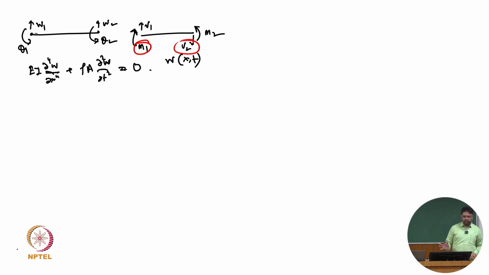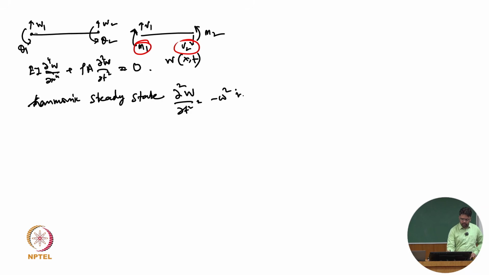So let's just first try to establish a correlation between W1, theta1 and M1, V1 and try to see how these things are coming. So let's first try to solve it. What will be our objective? First, we can assume that the solution is steady state harmonic. So that means del 2W del T2 will be equal to minus omega square W. Make sense?